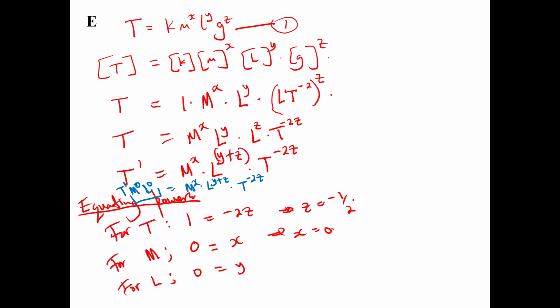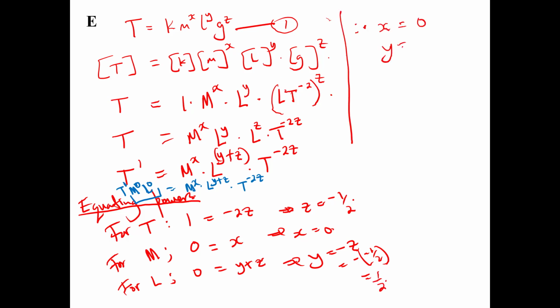This is equal to y plus z on the left hand side. And this implies that our y is the same as negative of z, which is the same as negative of negative a half, which is the same as a half. Therefore, x is equal to 0, y is equal to a half, and z is equal to negative a half.